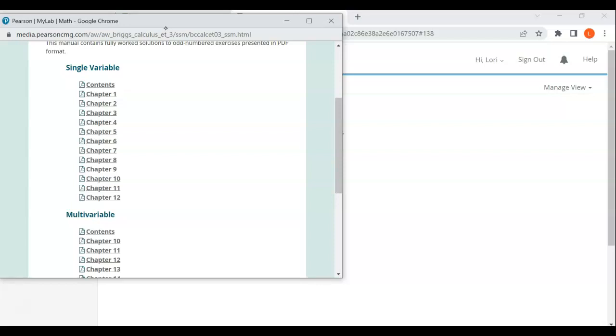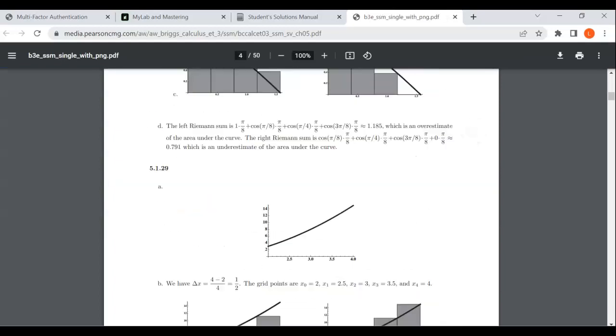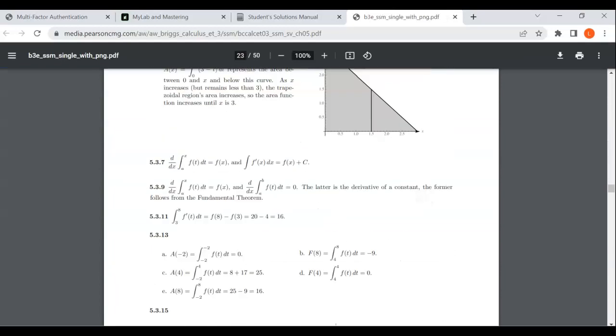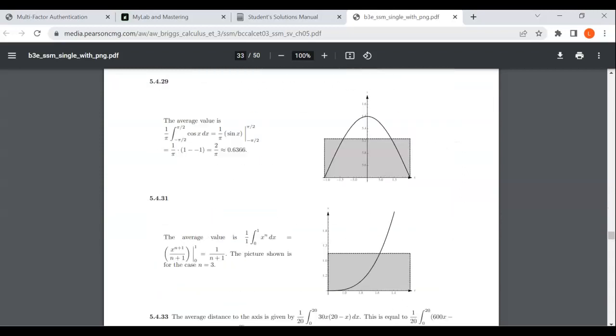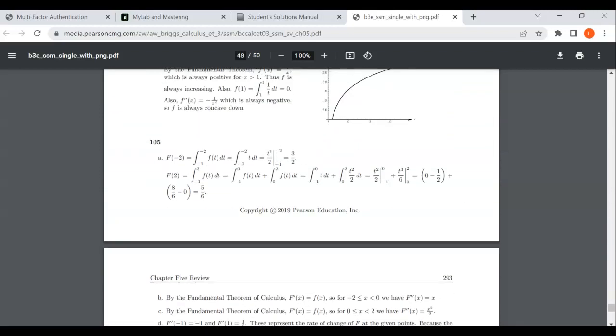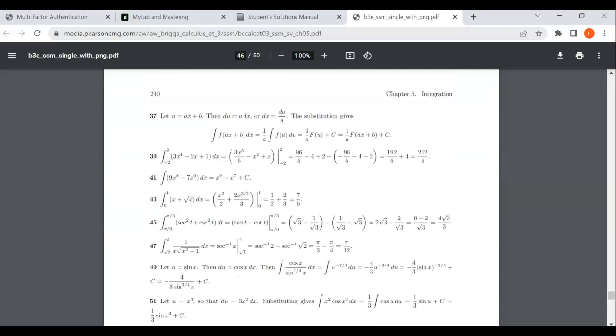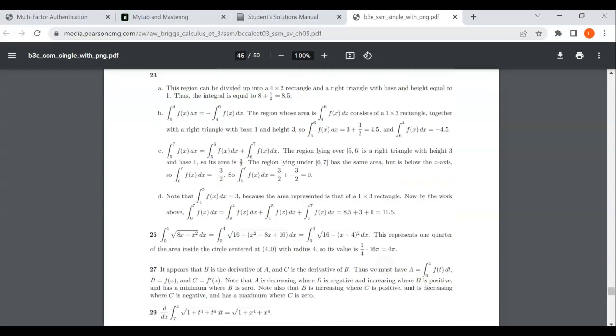So I want chapter 5. And it's going to be at the end because I took it from the review. So if you go all the way to the end of chapter 5, there should be the review exercises. Hold on. Yep, chapter 5 review. What numbers did I say it was? Oh, my bad. 39 to 55.